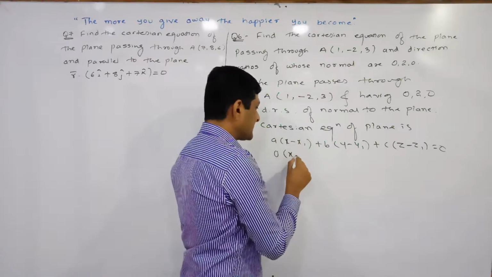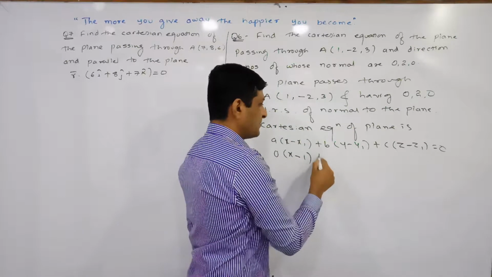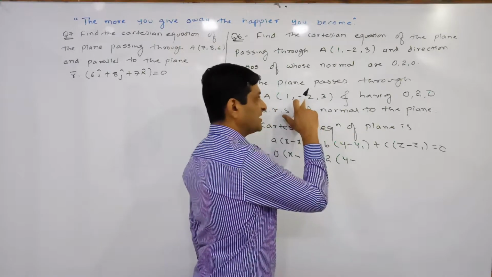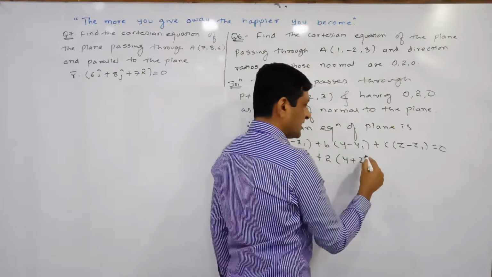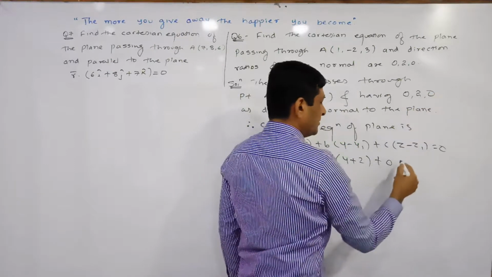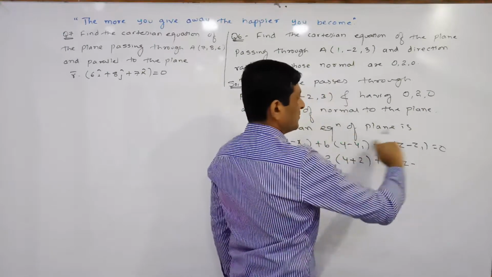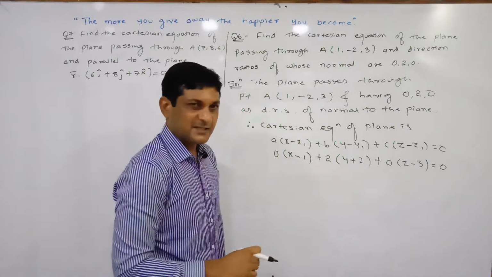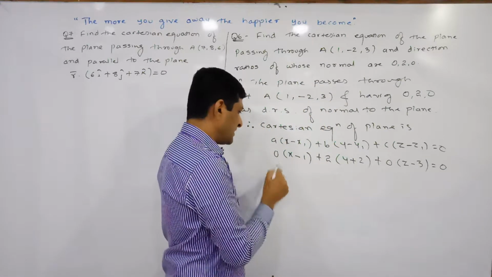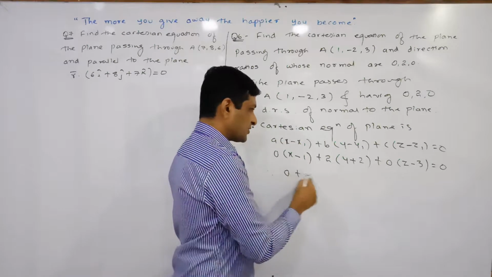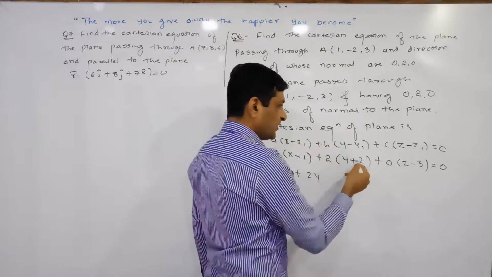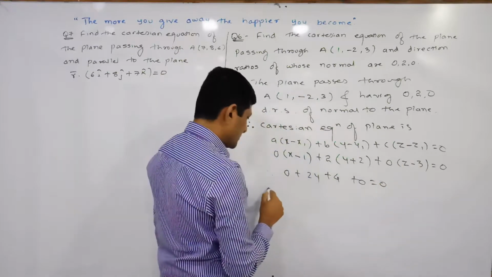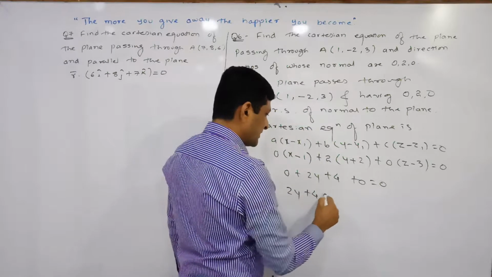0 into (x - x1), where x1 is 1, plus b is 2 into (y - y1), where y1 is -2, so minus minus becomes +2, plus c is 0 into (z - z1), where z1 is 3. After substituting the values, the remaining part is simplification. 0 into any number is 0, plus 2 into y is 2y, 2 into 2 is 4, and 0 into any term is 0, equal to 0. So we get 2y + 4 = 0.